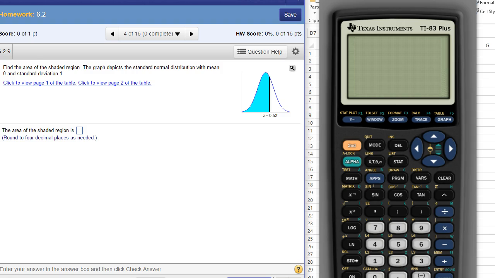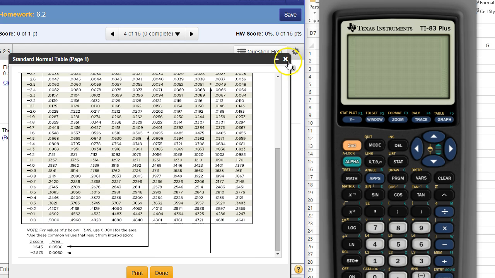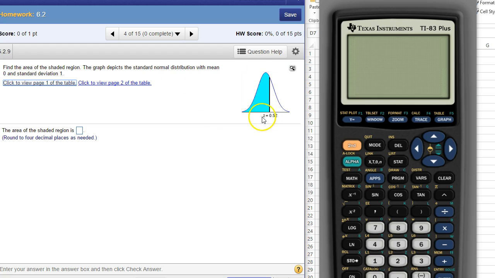Hello Stats class, I'm going to show you how to do some of these 6.2 homework problems with some technology to help you out rather than having to use these tables, which are perfectly fine if you're getting used to using those tables. You will have access to those on your final exam, but there are some ways that it's made easier with StatCrunch and with a calculator and even Excel to a certain extent.